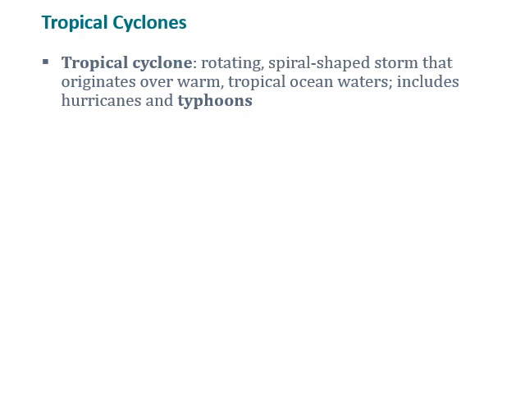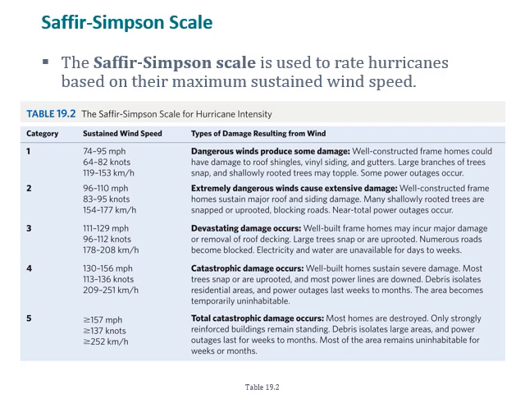Now let's discuss tropical cyclones, which are rotating, spiral-shaped storms that originate over warm tropical ocean waters and include hurricanes and typhoons. The Saffir-Simpson scale is used to rate hurricanes based on their maximum sustained wind speed and includes categories 1 to 5, which Floridians are certainly familiar with. Category 5 has winds greater than 150 miles per hour, with total catastrophic damage occurring.